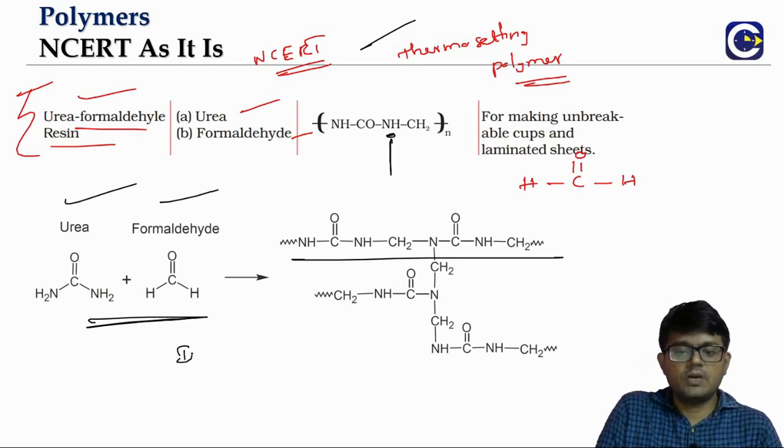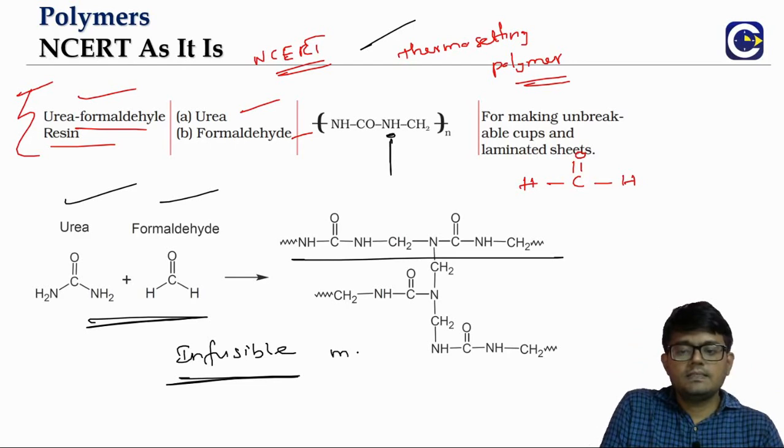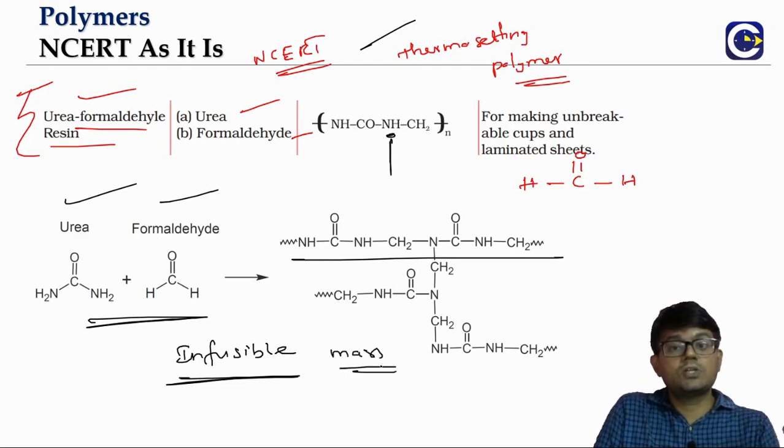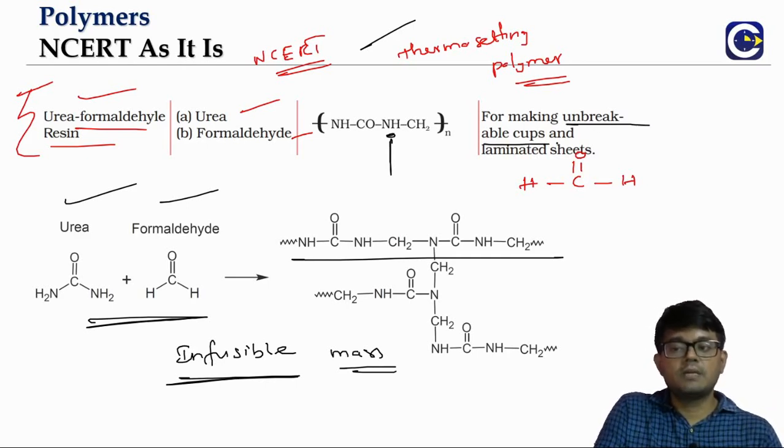That is the reason why we call it thermosetting polymer. So bakelite is also an example of thermosetting polymer. Okay. So where is this used? It is used in the making of unbreakable cups as well as laminated sheets.